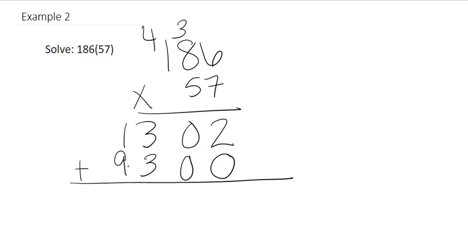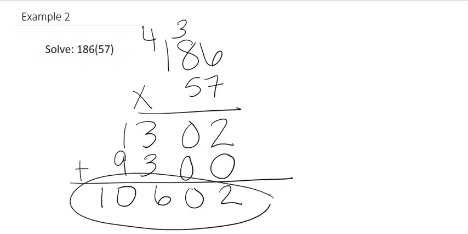2 plus 0 is 2. 0 plus 0 is 0. 3 plus 3 is 6. 1 plus 9 is 10. So we can just write 10. So our answer is 10,602. So when multiplying whole numbers, remember to multiply all the digits together and use 0 as a placeholder. And after multiplying, you must add.